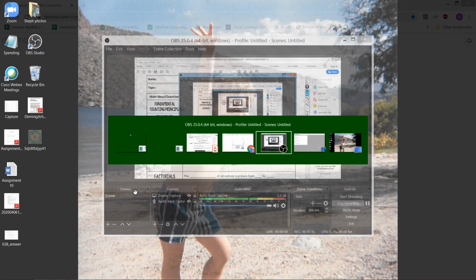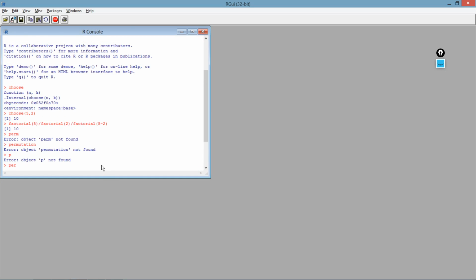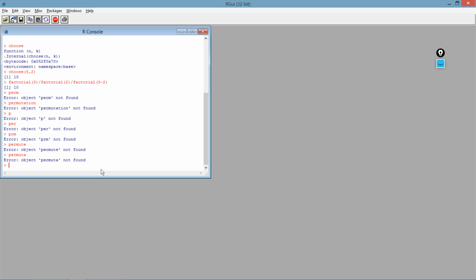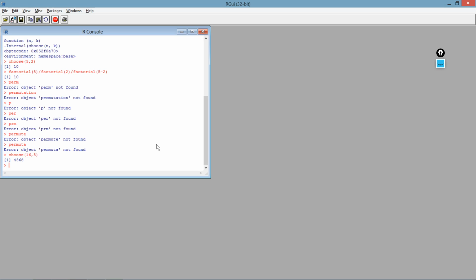There's something else. Oh, in R, this is a program that I use for my program in statistics, there's actually a command I can just use. Choose 16,5 like that. Look, 4,368. So I actually don't do the math. I don't even type it in a calculator. I just type this command right here and it does the combinations for me. If you want this program, it's just called R.